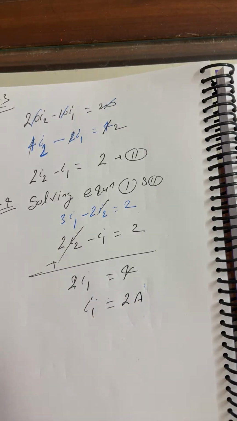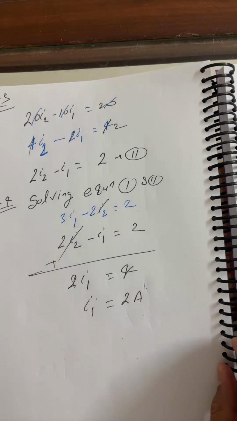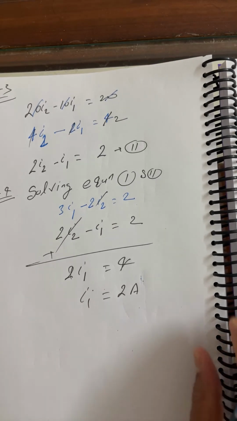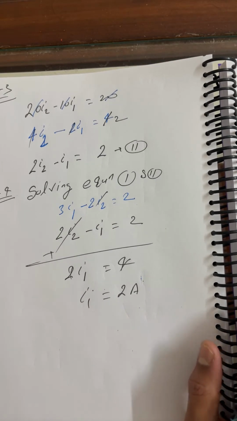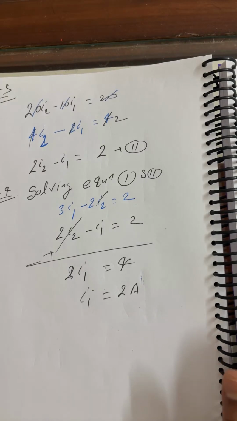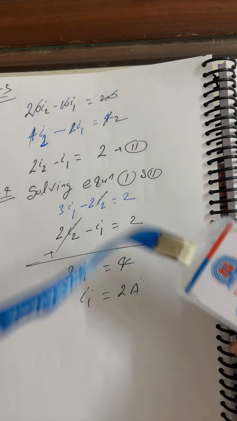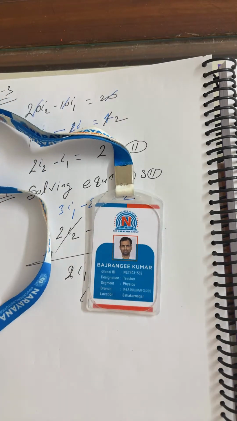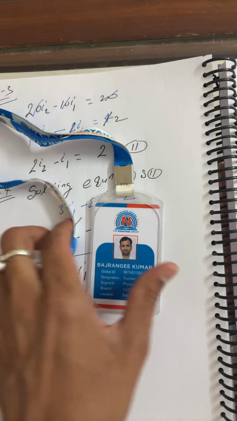I1 is equal to 2 ampere. I hope you got your answer.